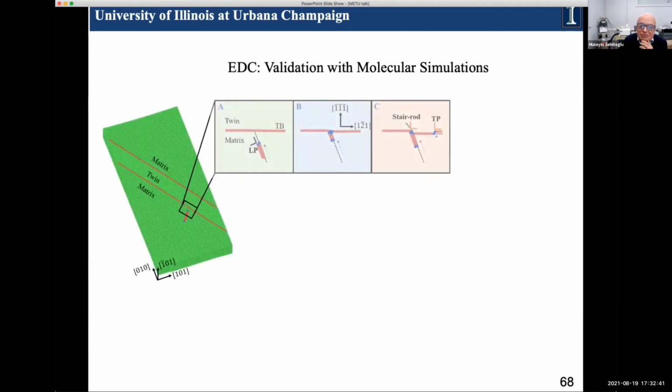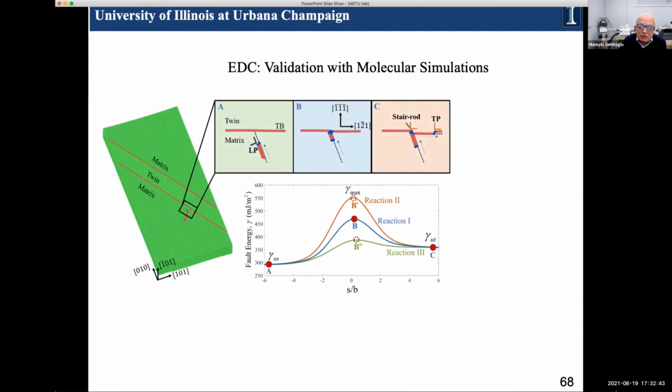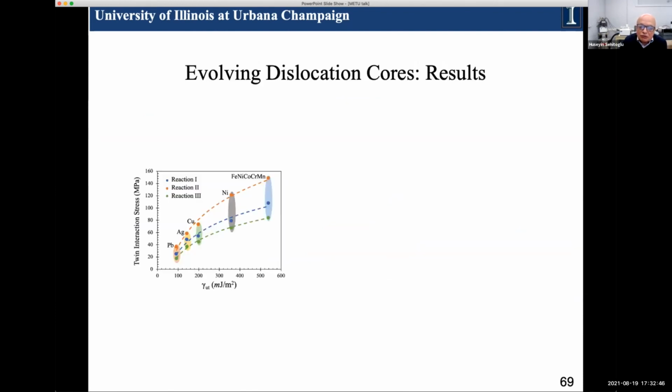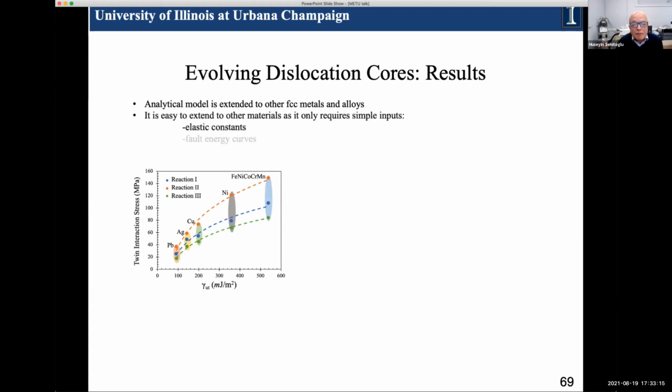We did some simulations to check the model for simple cases. That peak stress I mentioned is the twin interaction. We checked it for lead, silver, copper, and this is all our new analytical model. And for iron-based high entropy alloy, well, FCC high entropy alloy, depending on the reaction, we can get these numbers like 140, etc., megapascal tau. They are in reasonable agreement with experiments.